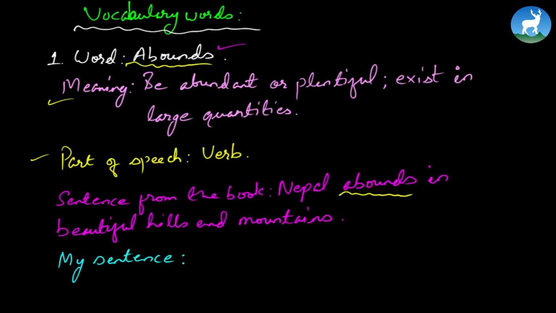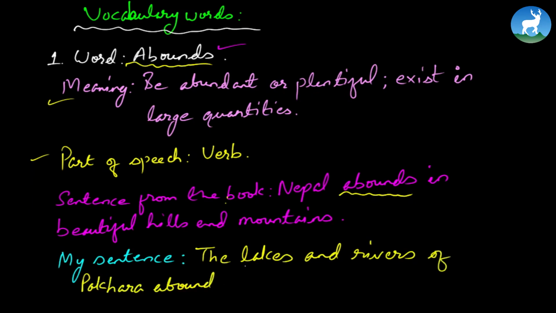When you have to make a sentence of your own, you can take some time, maybe up to 5 minutes or 3 minutes perhaps, to make a sentence of your own on the word abound. In the meantime, let me make one. Let's say, the lakes and rivers of Pokhara abound in fish. The lakes and rivers of Pokhara abound in fish. So you can follow this format to build up your vocabulary words.